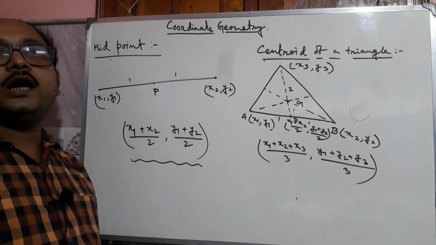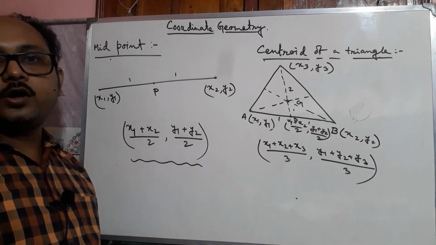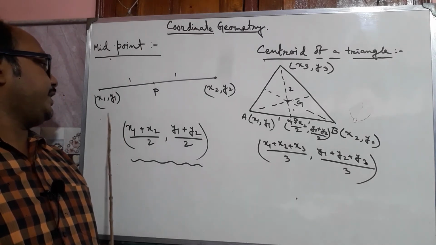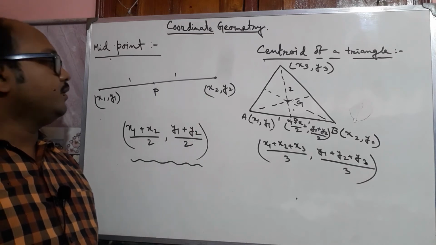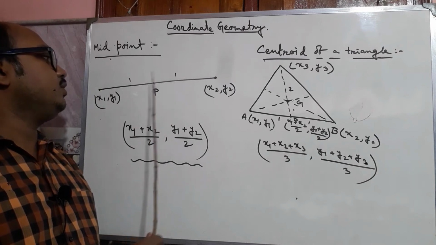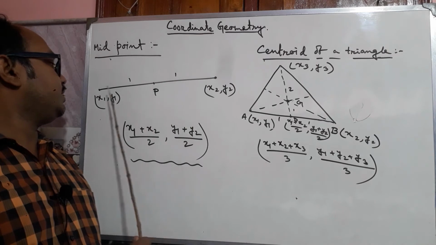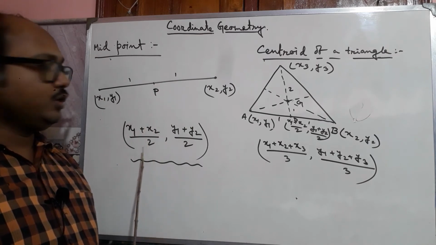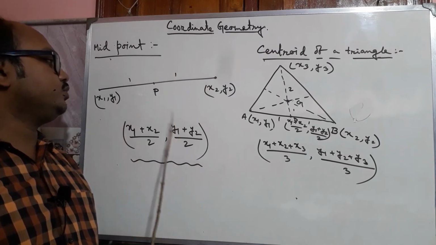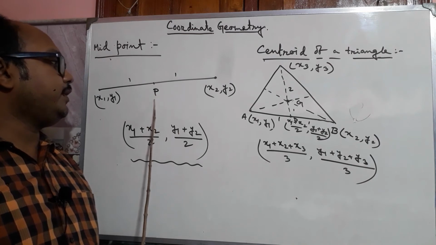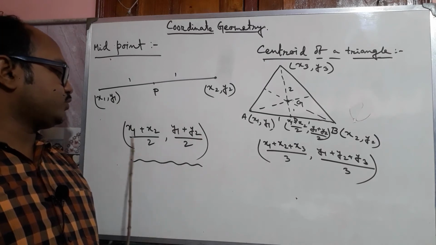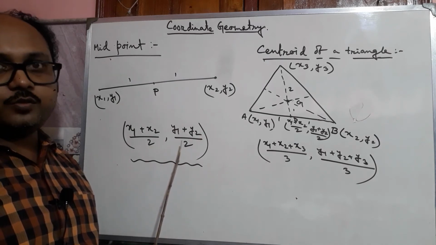Depending on the section formula, we can find the midpoint of a line segment. What are the coordinates of the midpoint of the line segment joining (x1, y1) and (x2, y2)? As we know, the midpoint divides the line segment in the ratio 1:1. So 1 into x2 plus 1 into x1 by 1 plus 1, that is 2, and 1 into y2 plus 1 into y1 by 1 plus 1, that is 2. So ultimately the midpoint is ((x1 + x2) by 2, (y1 + y2) by 2).